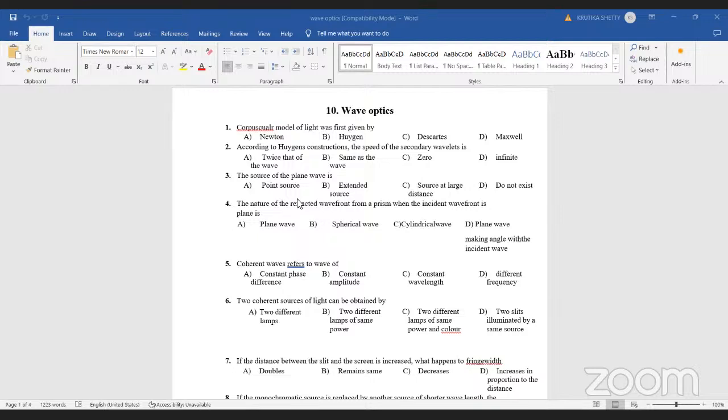Go for question number 4. The nature of the refracted wave front from a prism when the incident wave front is plane.